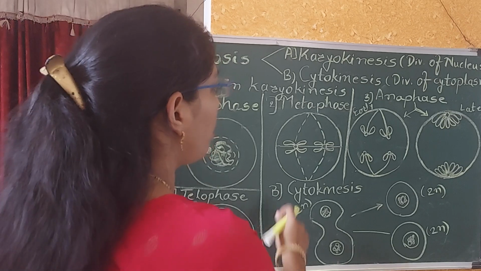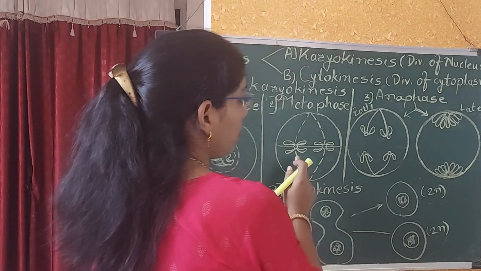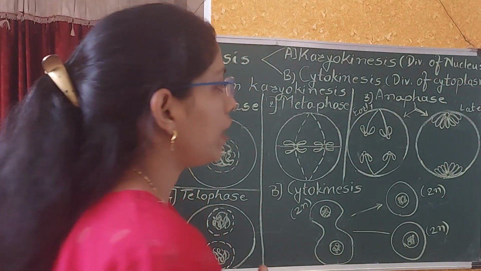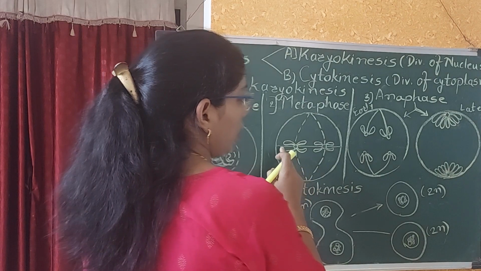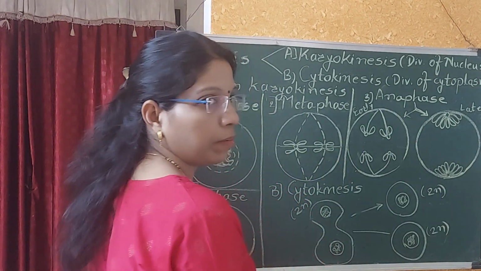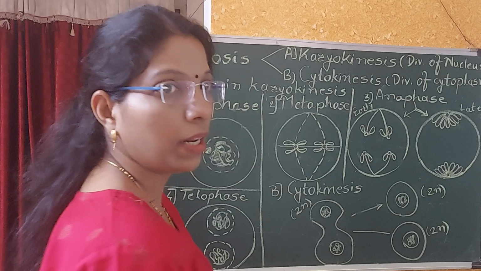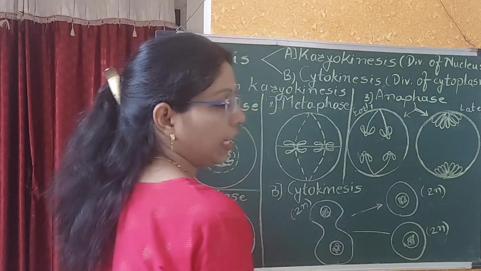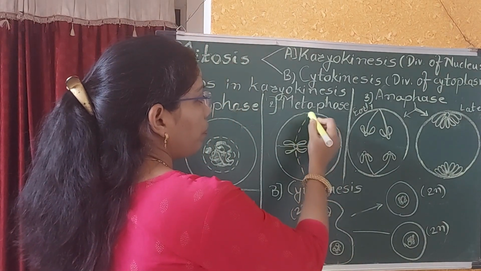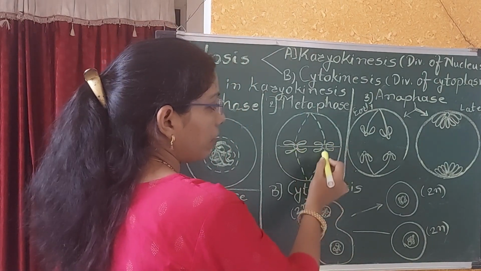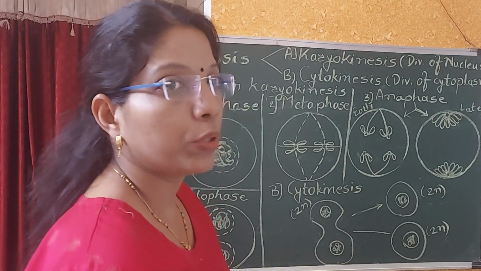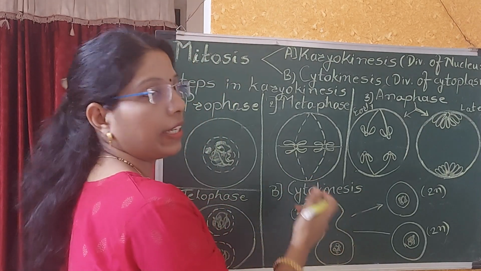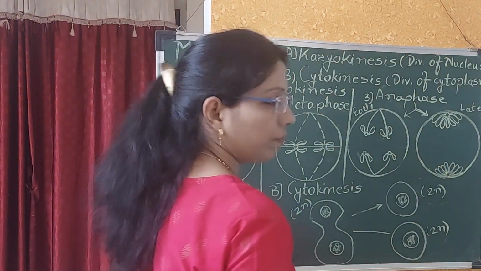So what happens in metaphase? In metaphase, the chromosomes are clearly visible. Under the microscope they are visible and they are arranged on the equatorial plane of the cell, the middle plane of the cell, which is called the equatorial plane. They are arranged horizontally on the equatorial plane of the cell, and special types of spindle fibers are formed in metaphase. These are flexible protein fibers, and their formation takes place in the metaphase.